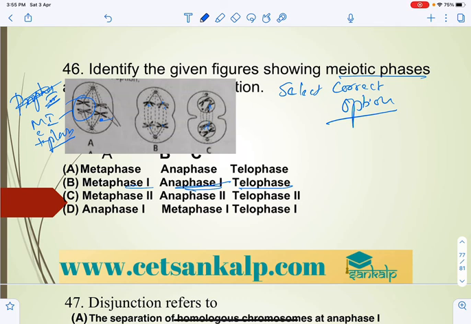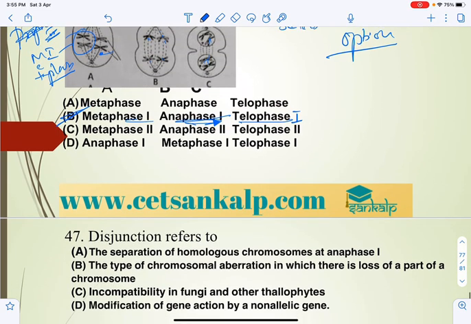So metaphase 1, then anaphase 1, and here telophase 1. So B is the answer: metaphase 1, anaphase 1, telophase 1.